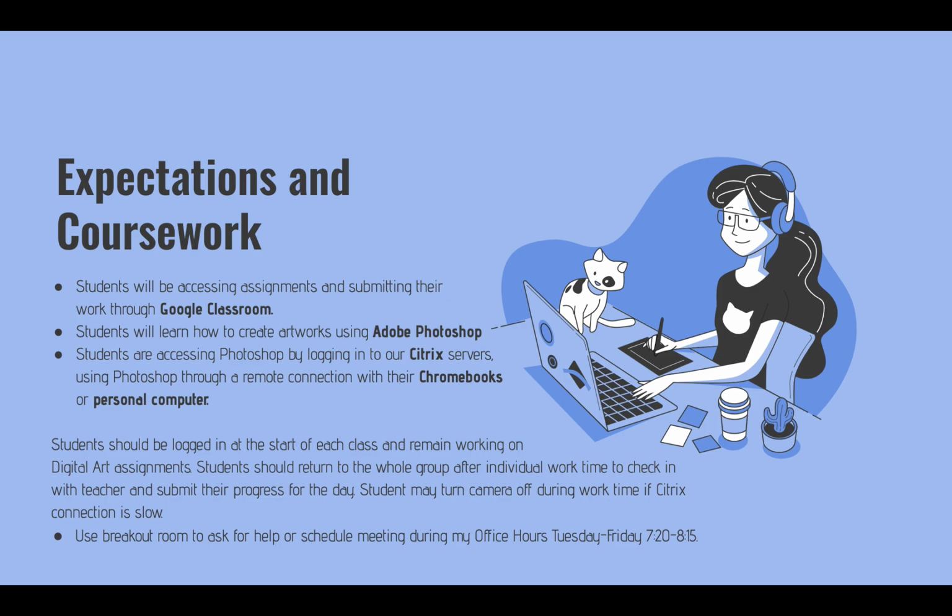My other expectation is that we'll be using a breakout room to ask for help. And so during student work time, they can pop over to the other link for the meeting and ask questions one-on-one with me. And so I really need students to be a self-advocate and to use that time. In addition, students can email me, and they can also email me to schedule an office hours one-on-one help session. I'm available Tuesday through Friday from 7:20 to 8:15. And so they would just have to let me know ahead of time so that I can be available and in that meeting with them.